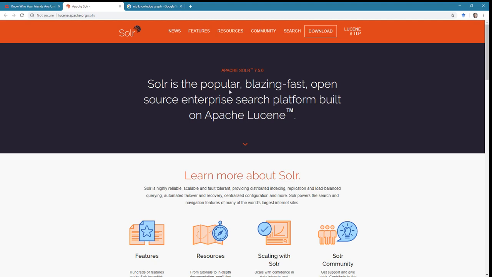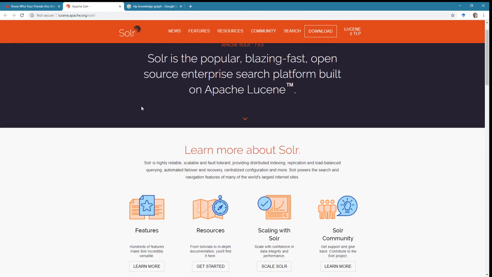Solr is the popular, blazing fast, open source enterprise search platform built on Apache Lucene. I've not heard of either of these things. That doesn't mean they're not good or they're not popular. It's just I haven't heard of them.